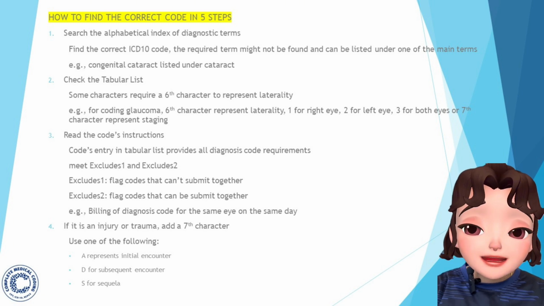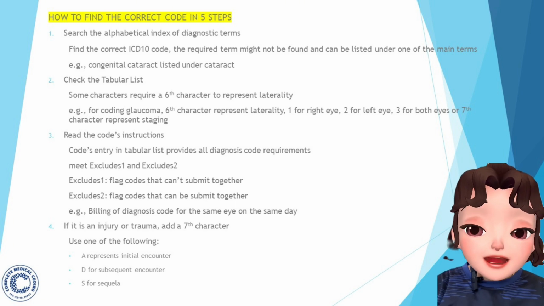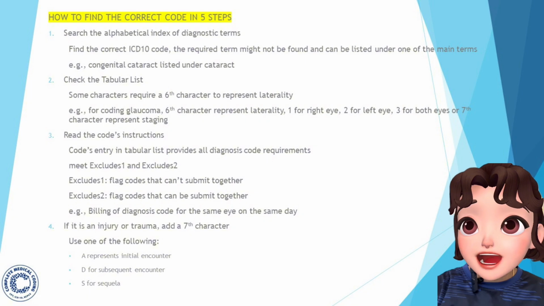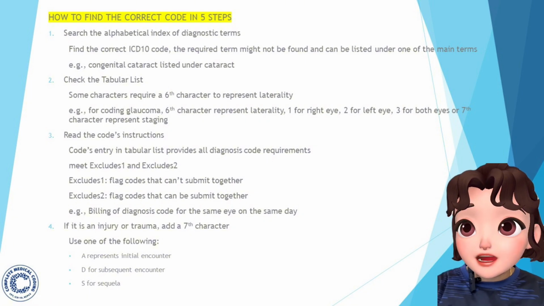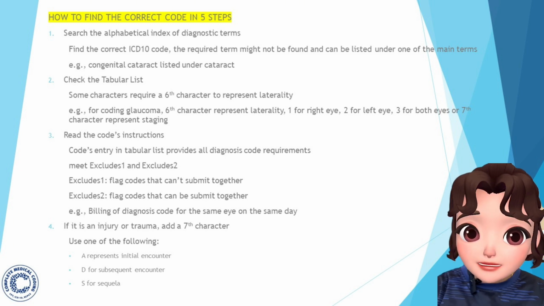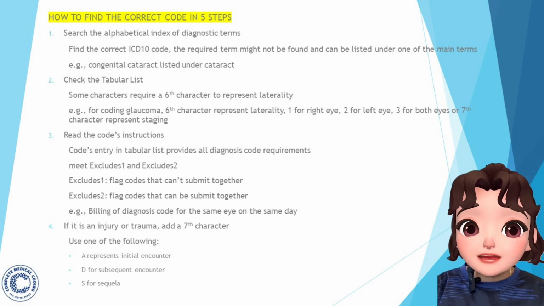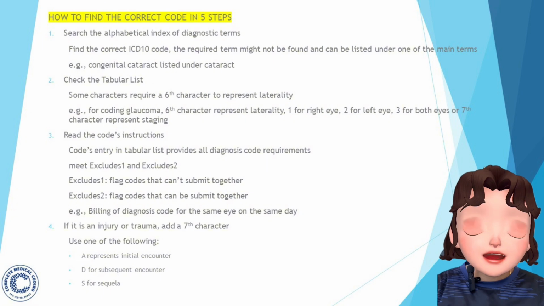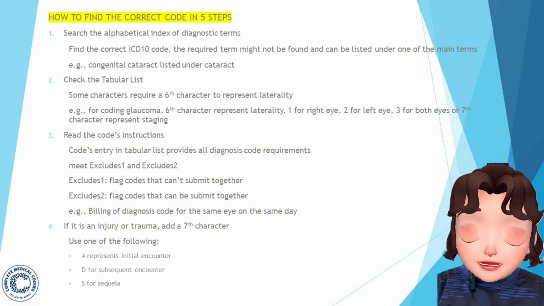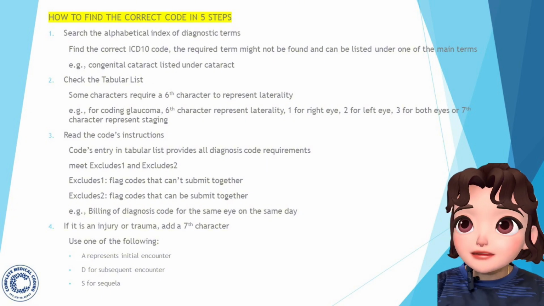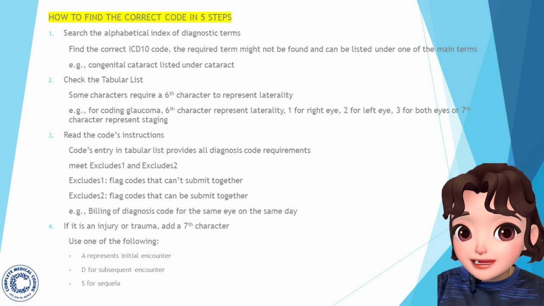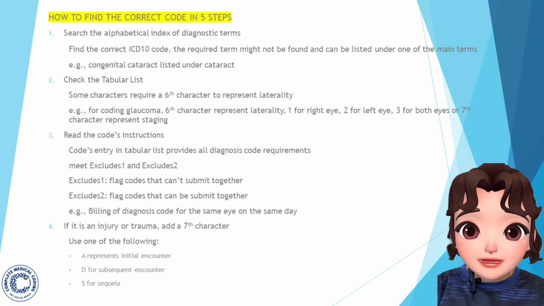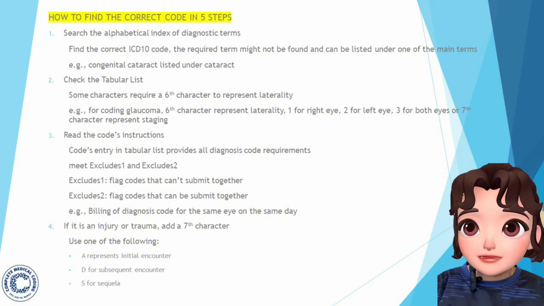So for all those laterality terms, from character 6 to 6 and 7, if we need the exact description for characters 6 and 7, you need to always check the tabular list. For example, to discriminate if it is both eyes, bilateral, or not, this is just an example, or if it is left side, right side, like that. So check the tabular list.